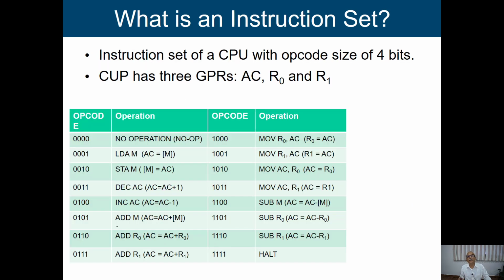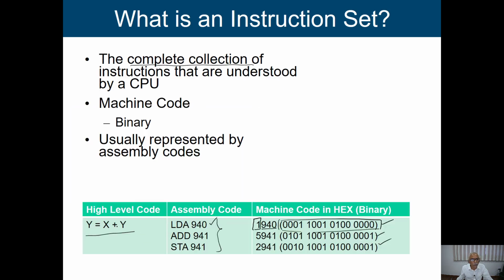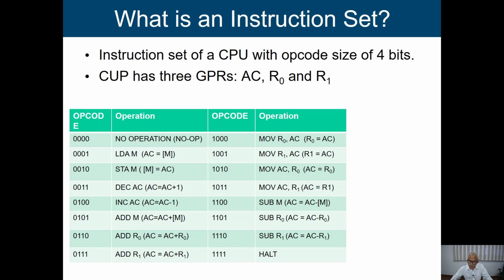Now we are talking about the instruction set. In this example, we have used one hexadecimal digit to represent the opcode, and the other three digits represent the address of the operands. So in this case the opcode size is 4 bits.